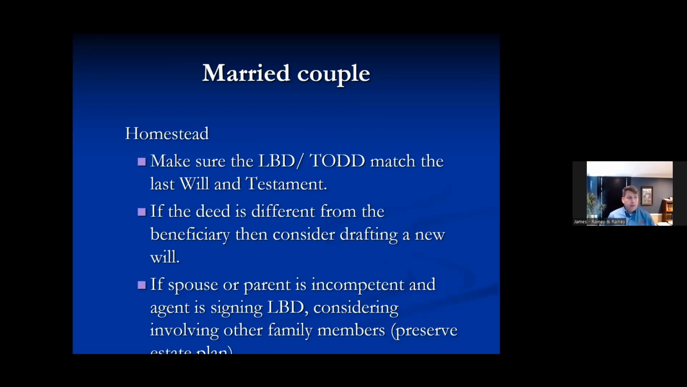A tip, when we do these deeds, whether it's a ladybird deed or a transfer on death deed, even if it's to a trust, we want to make sure that the language in the will matches the deeds. If a spouse or a parent is incompetent and we need to transfer the house to avoid MERP, or we're just doing planning to avoid probate, then we're going to make sure we use a ladybird deed, because remember, a ladybird deed can be transferred by an agent, whereas a transfer on death deed cannot be transferred by an agent. So it's a very important difference there.